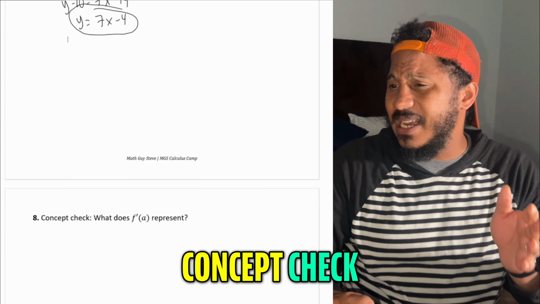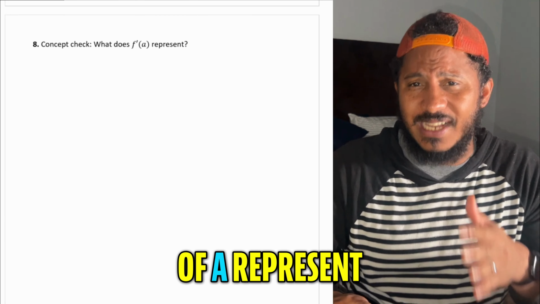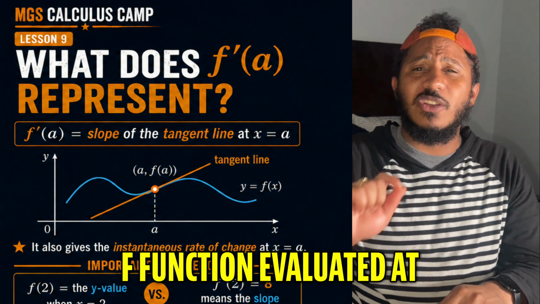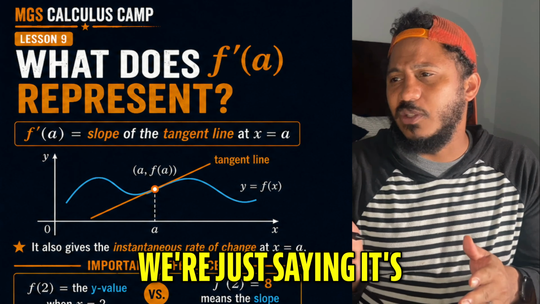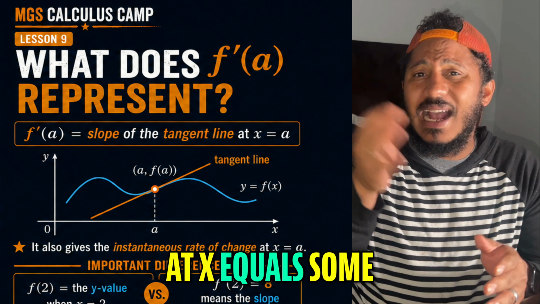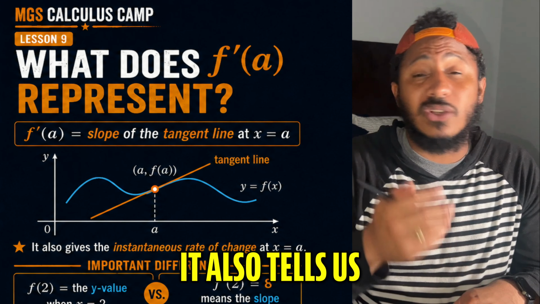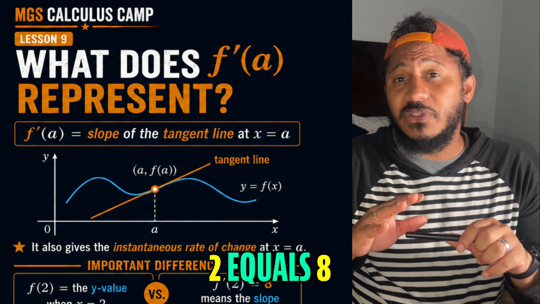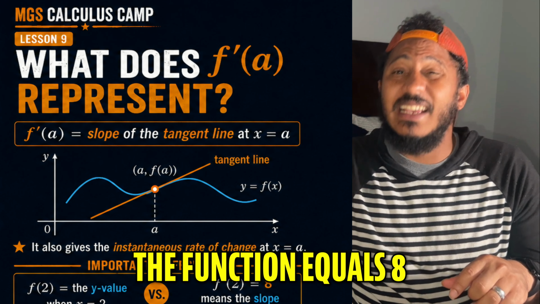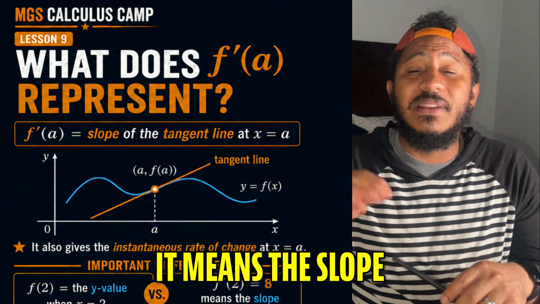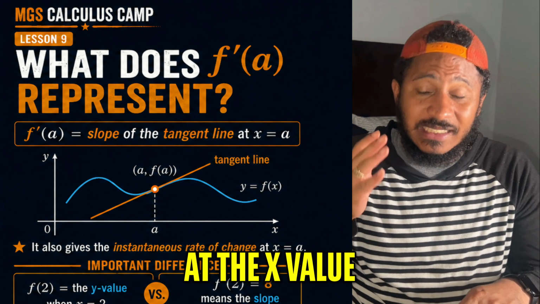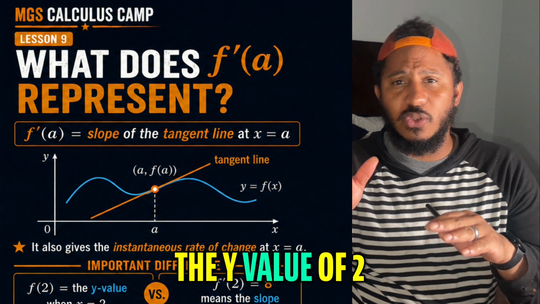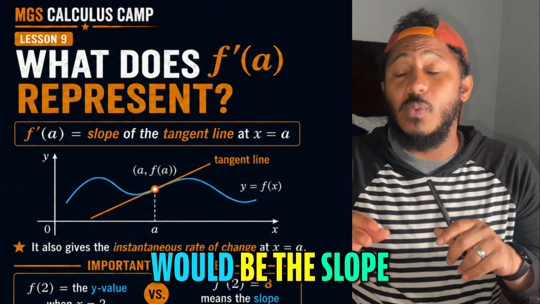All right, last part, concept check. What does f prime of a represent? If we see f prime of a, that means we're taking the derivative of the f function evaluated at the value a. In regular words, it's the slope of the tangent line at x equals some number a. It also tells us the instantaneous rate of change of f at a. So if f prime of 2 equals 8, that doesn't mean that the function equals 8 at that x value of 2. It means the slope of the tangent line at the x value 2 is equal to 8. And that's an important difference: f of 2 is the y value at 2, whereas f prime of 2 would be the slope.